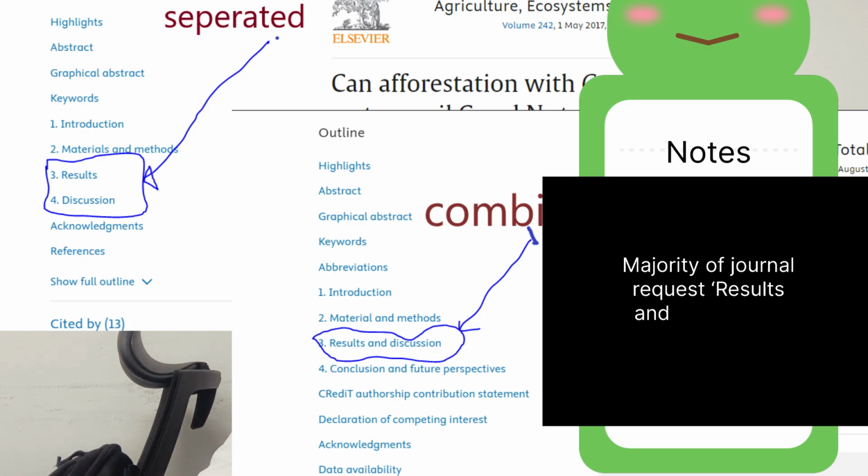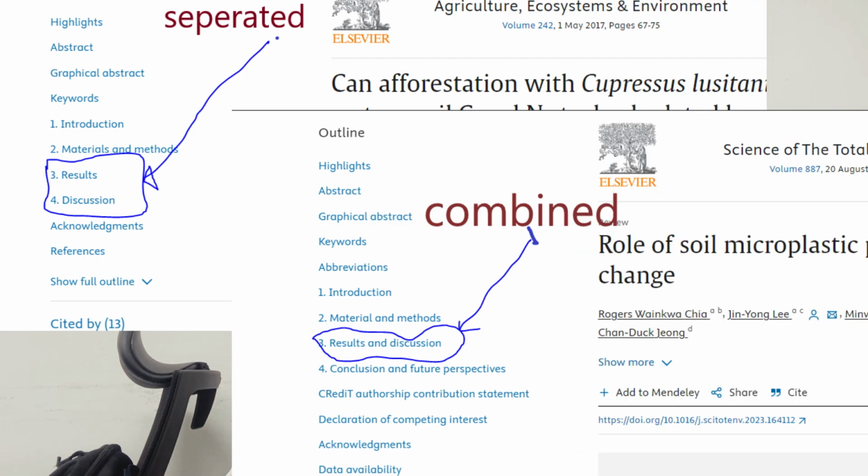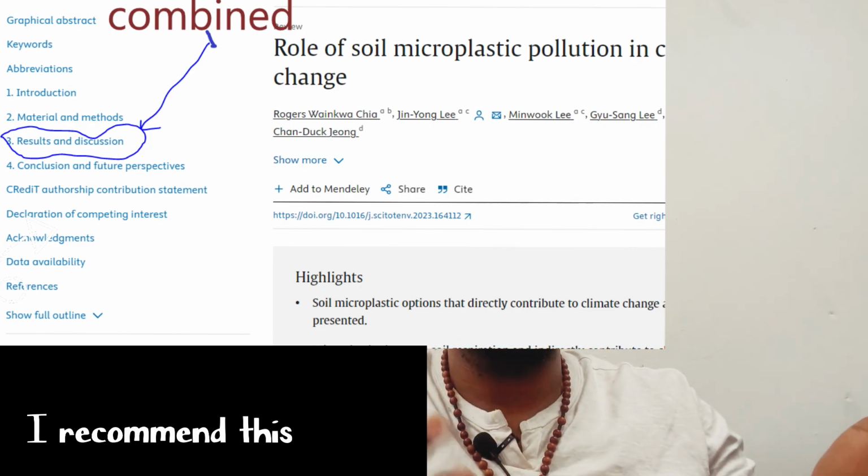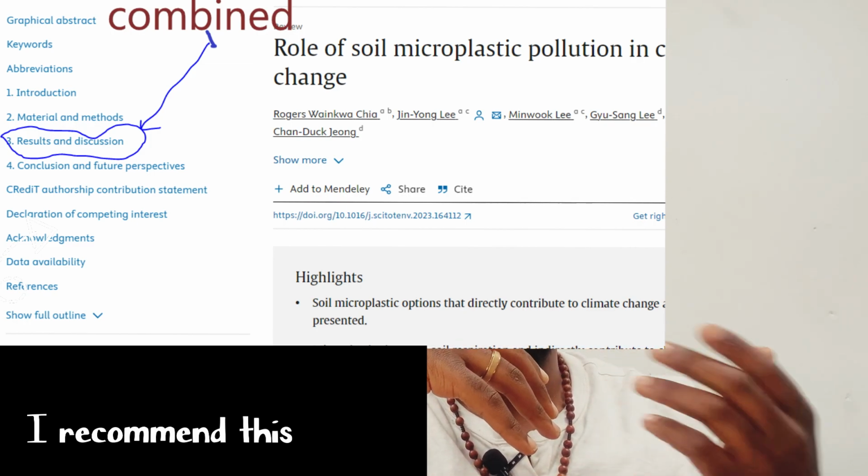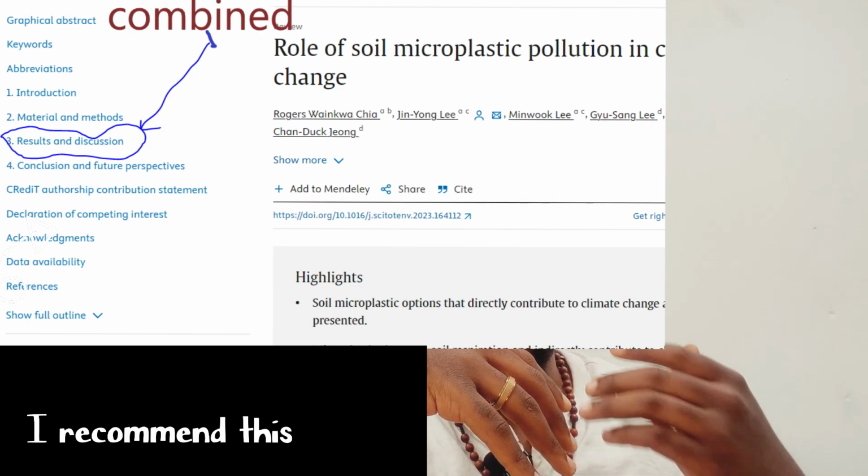Please, I want you to take this note into consideration. Some journals request that the results and discussion section should be merged, while others request that the results and discussion section should be separated. However, there are also journals that do not put any specific rules on this, so it doesn't matter whether you merge it or you separate it. But based on my experience and expertise, I highly recommend combining the results and discussion section. This approach not only streamlines the writing process, but also helps to avoid unnecessary repetition of sentences, resulting in a more coherent and impactful narrative.